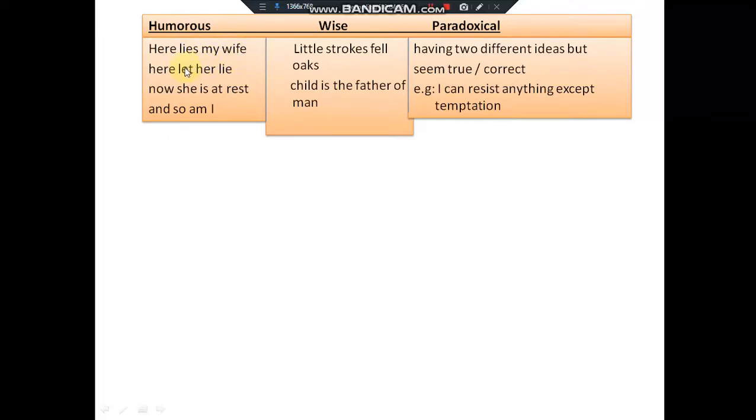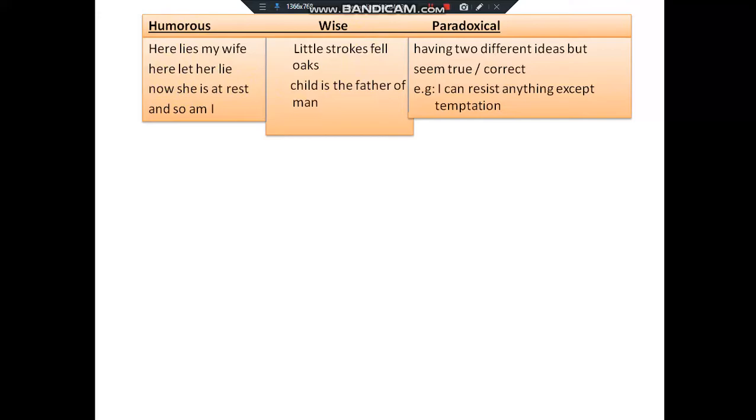Just to create humor, he says, don't disturb her, let her lie here, because she is at rest. And the writer says, as my wife is at rest, similarly I am at rest. Basically he wants to say, after her death I am at rest. So this is an expression of an epigram that creates one purpose, that is humor, and the other is just to create wisdom. That sentence seems wise.